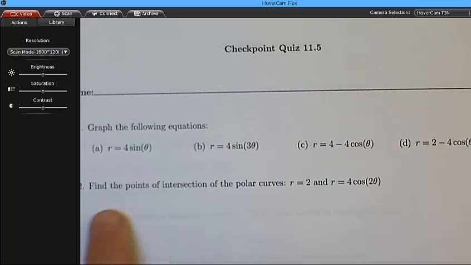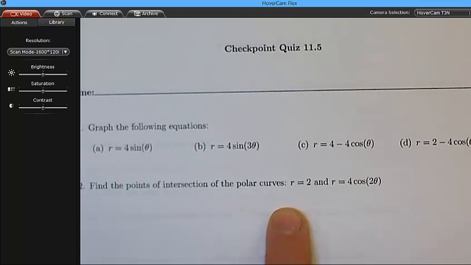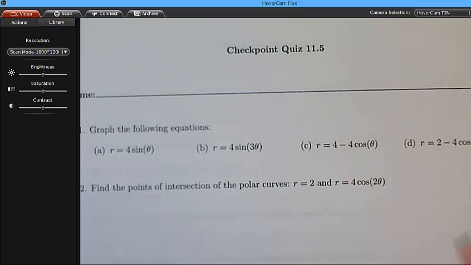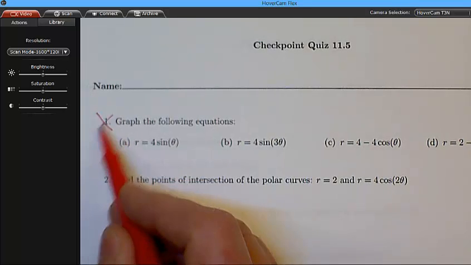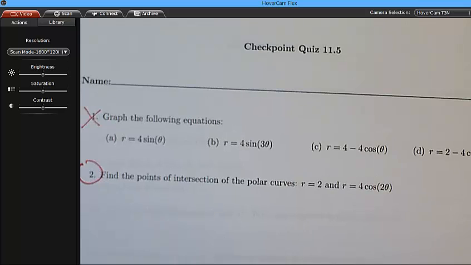However, I would ask a question like number 2. Find the points of intersection, okay? And here, it is helpful to graph the two curves on your calculator so you can see the solutions. But then you want to do algebra to come up with the solutions, okay? So I would say on checkpoint quiz 11.5, don't worry about that so much, but do worry about question 2, okay?